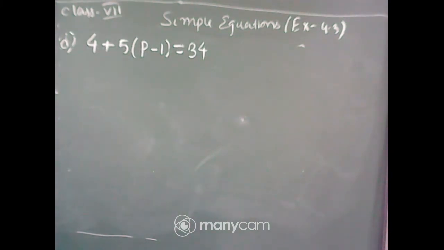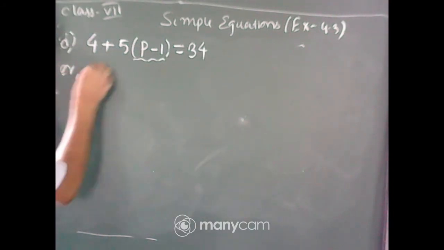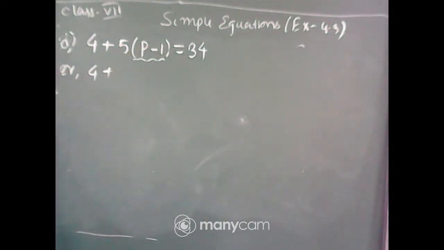Okay. So now first remove this bracket. So we know what we have to do. 4 plus. Now tell me, what is the result if you remove this bracket? p into 5 minus 1. So we'll multiply each term in the expression by 5. So multiply it. Yes, very good.